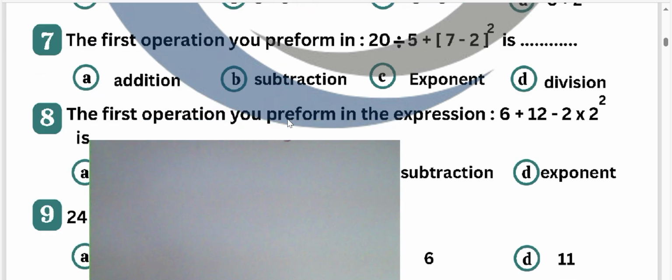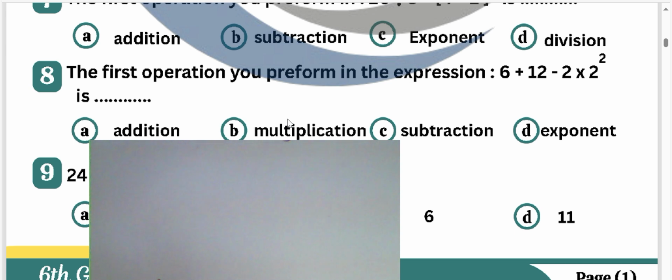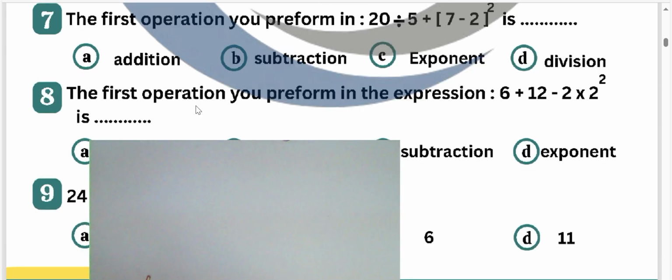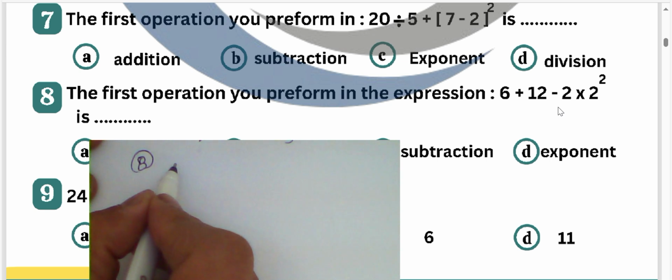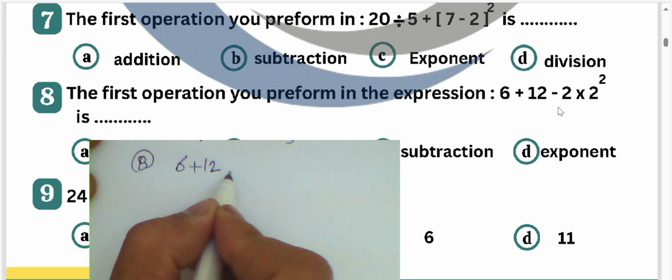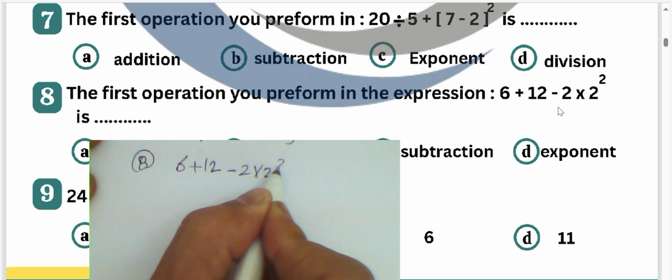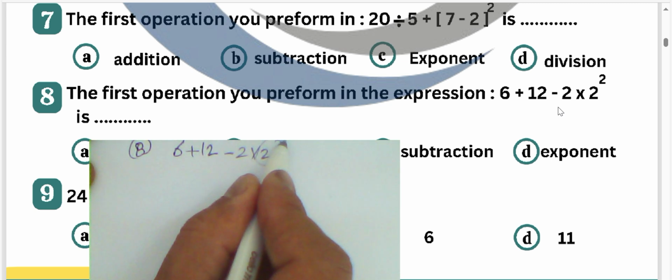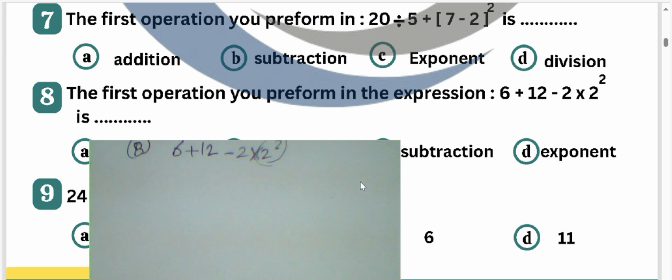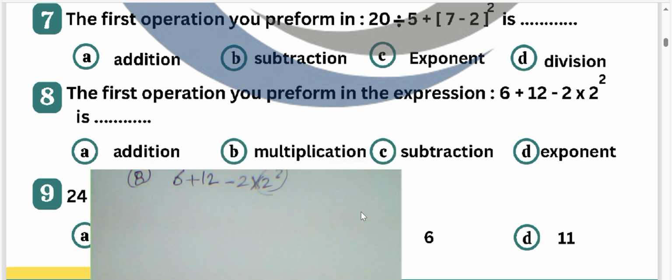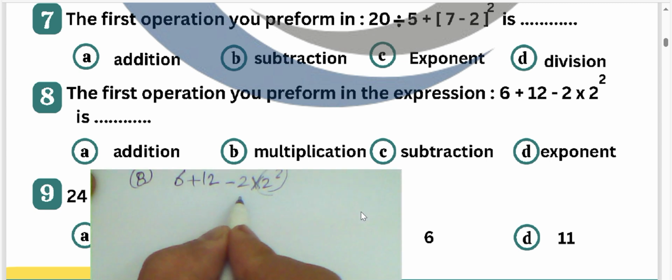Next question, number 8. The first operation in this expression: 6 plus 12, subtract 2, product by 2 power 2. What must we choose as the first operation? Power 2. Exponent first. Choose letter D.